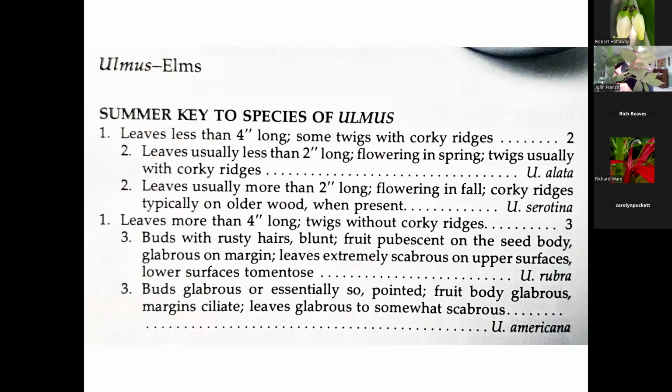So we have to say leaves less than 4 inches long, some twigs with corky ridges, or leaves more than 4 inches long, twigs without corky ridges. They don't have corky ridges, and I didn't measure them, but I'm sure they'd be longer than 4 inches. A common corky ridge one is alata, which means wing in Latin. So we choose the second choice, and that gives us 2 more options.